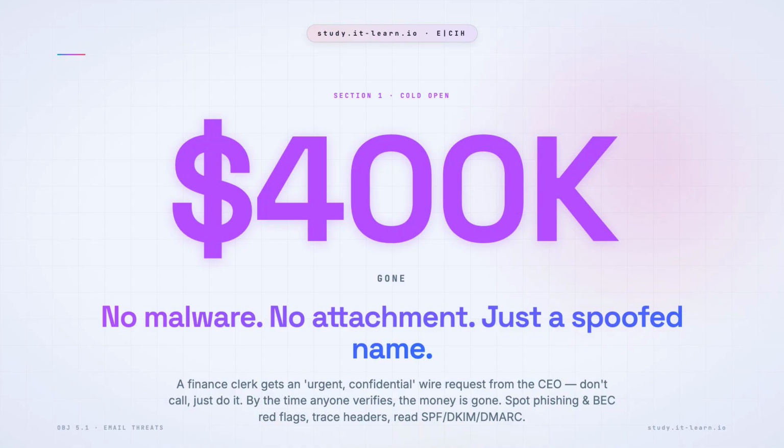Welcome to Objective 5.1, Email Threat Detection and Analysis. This is where you spot phishing and BEC red flags, trace a message by its headers, read SPF, DKIM, and DMARC results, crack open malicious attachments and URLs, and scope a campaign from gateway logs. The exam throws raw headers at you. Let's learn to read them.